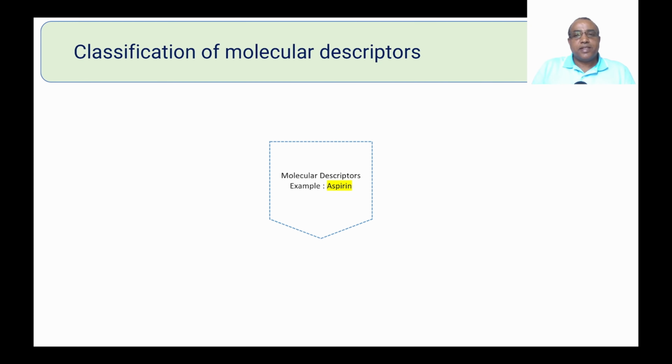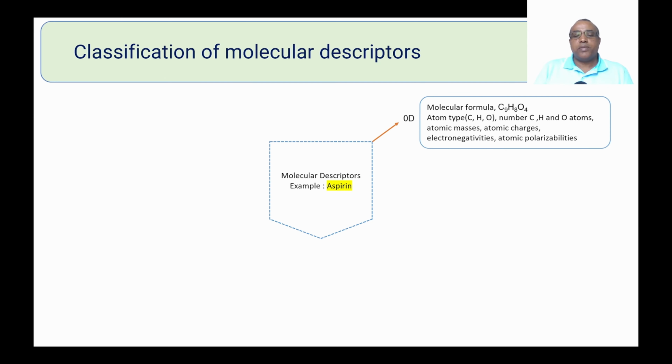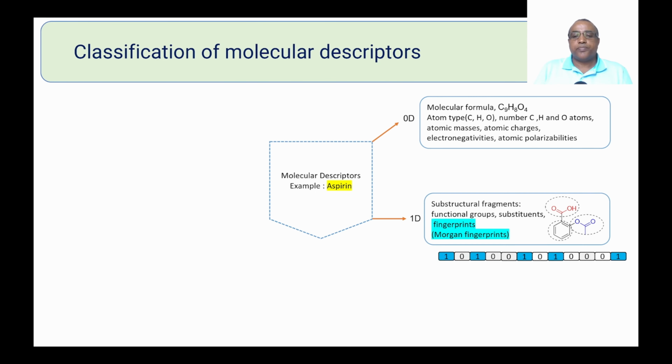Molecular descriptors are generally classified into 5 classes based on dimension. The first one, zero-dimensional descriptors, mainly deal with things like molecular weight, which is considered a zero-dimensional descriptor. If you count the number of atoms in a molecule, that could be considered a zero-dimensional descriptor, like if you calculate atomic mass, atomic charge, and so on.